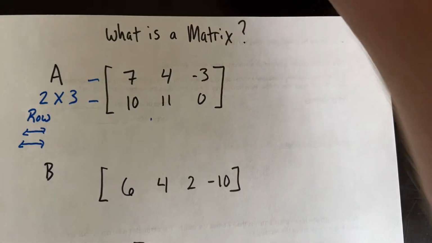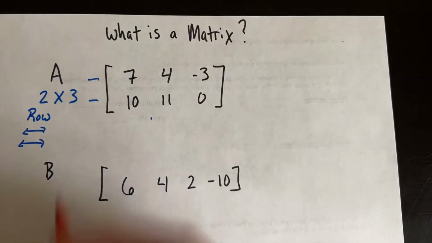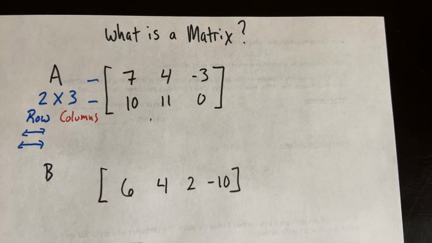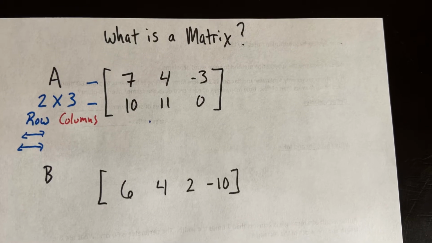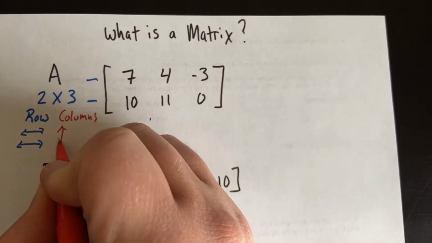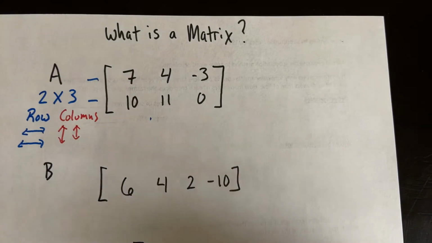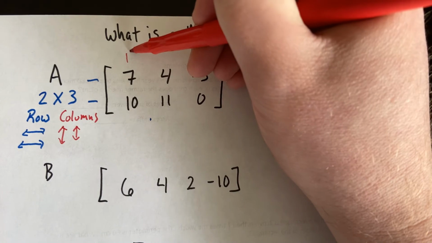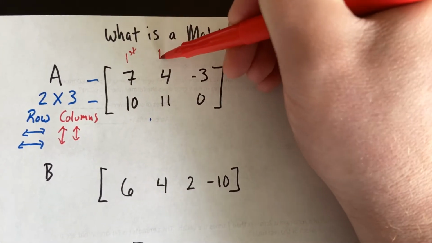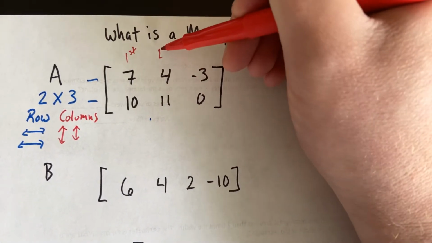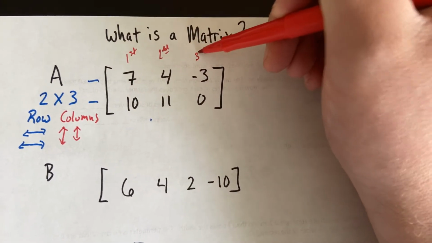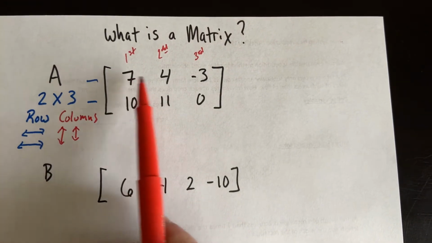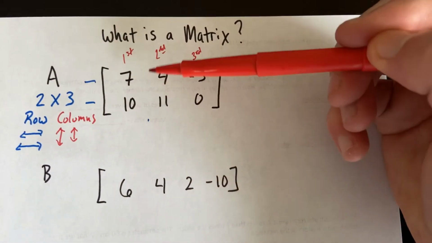The other number, the 3 here, these are columns, and these are the amount of numbers that are listed up and down. So as you can see, the numbers 7 and 10 would be the first row. 4 and 11, this would be the first column. This would be the second column. This is the third column. So in this particular matrix, we have 2 rows by 3 columns.